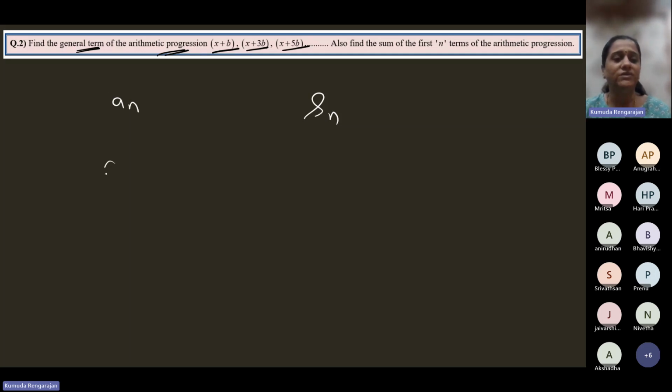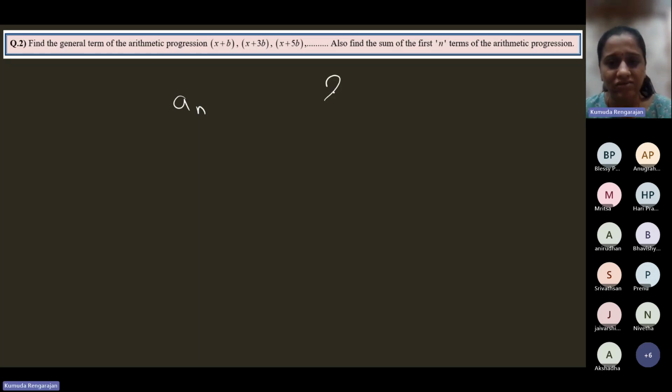Find the general term. That means an. Then find the sum of the first n terms. That means Sn. So for this question, you should find both an and Sn. Now, the value of n is not given. So you should find an, the general term, and the sum also, of the first n terms. So as we understood, we'll have to find an and Sn.